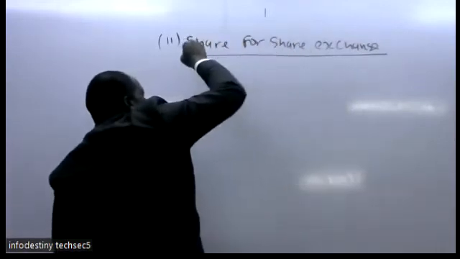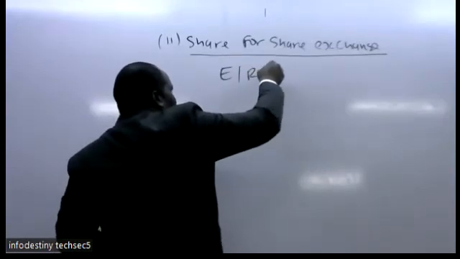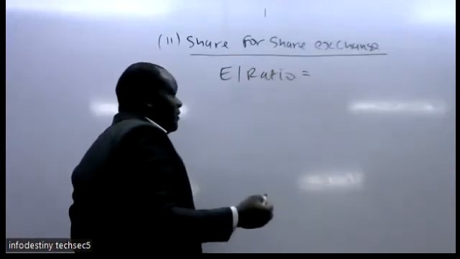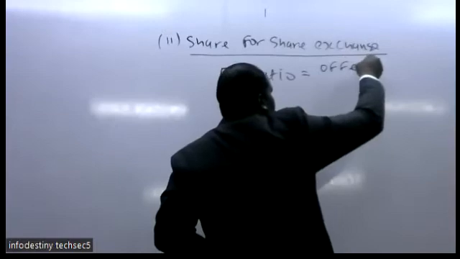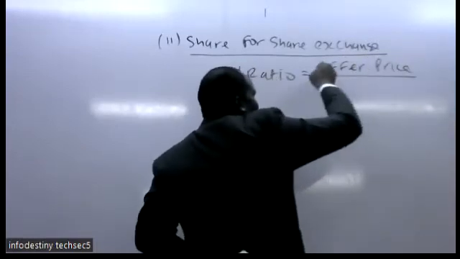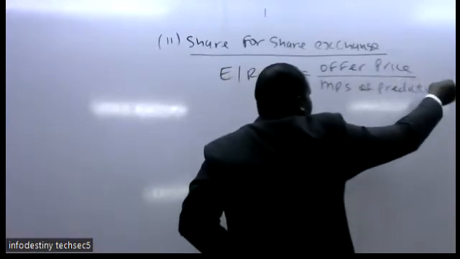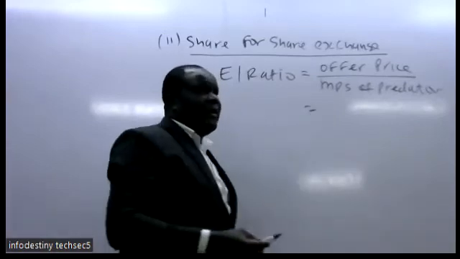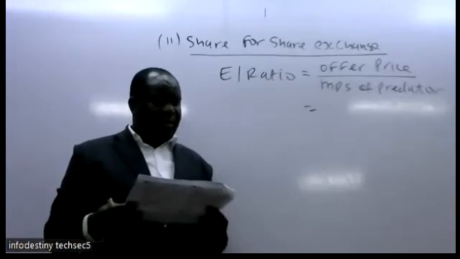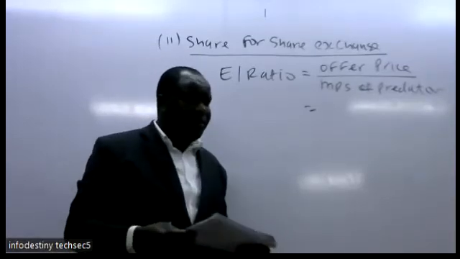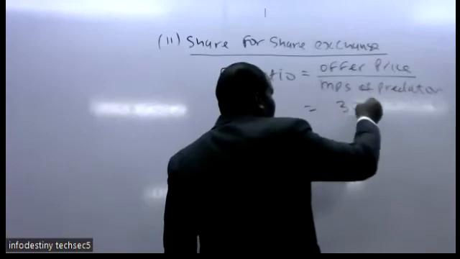So when it is share for share exchange, first we compute the exchange ratio, which is given by the offer price divided by the market price per share of the predator. The offer price in the Roman letter 2 has been given as 30 shillings.